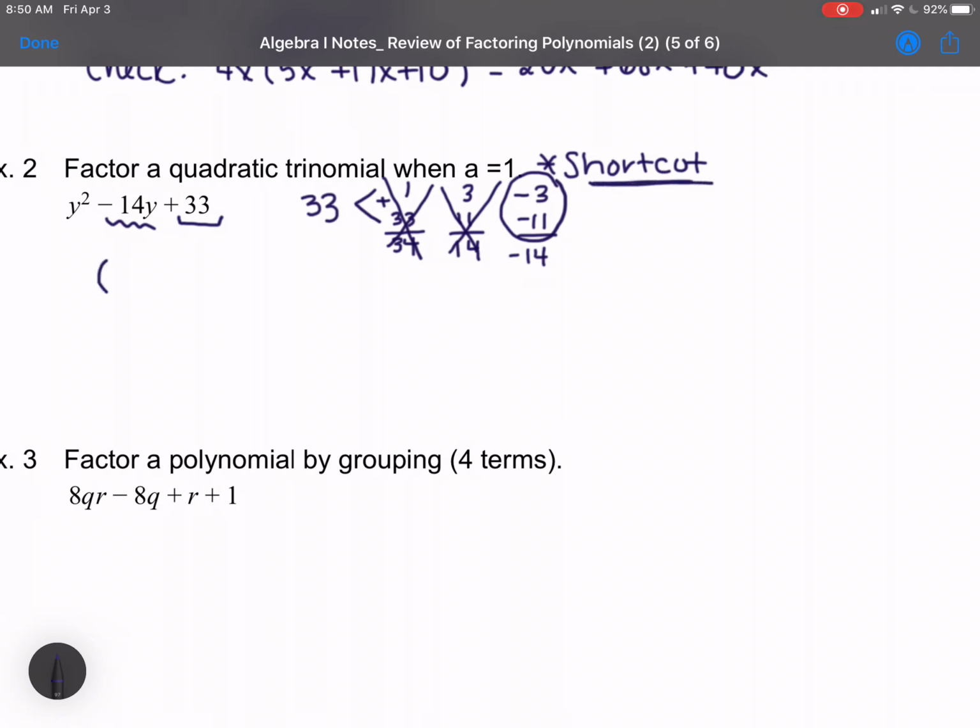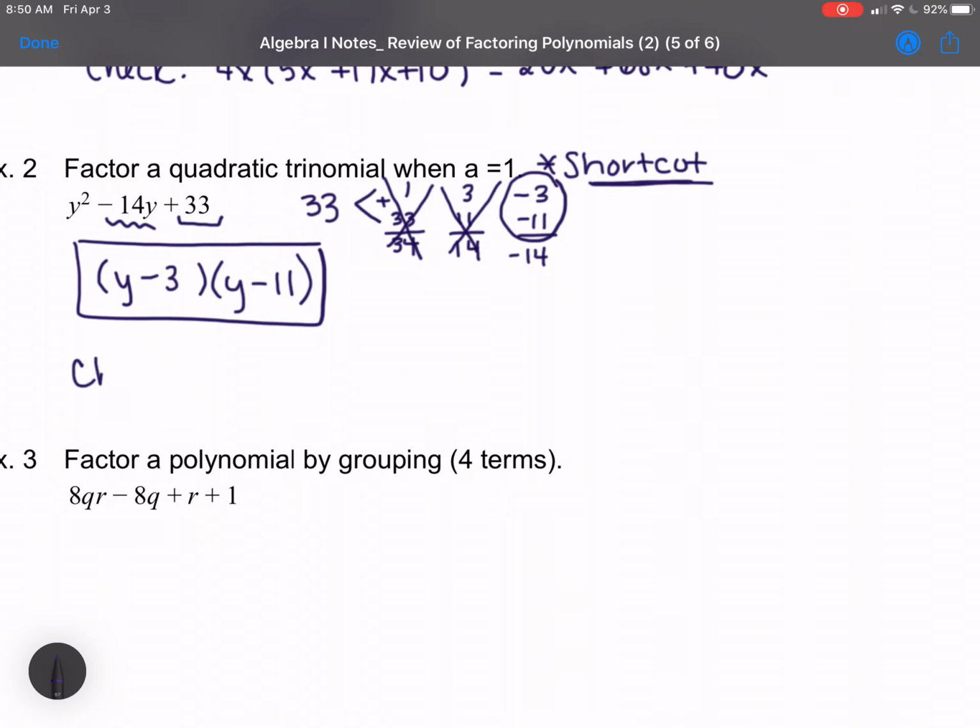So we would just plug in y, because that's the variable we were given, and then we're going to plug in those two factors, negative 3 and negative 11. And that is your answer. And if we wanted to check this, again, we would multiply. When we multiply a binomial times a binomial, remember that's called FOIL.